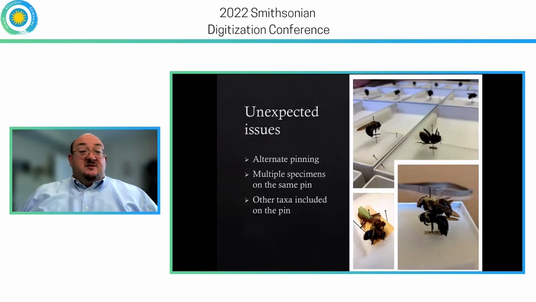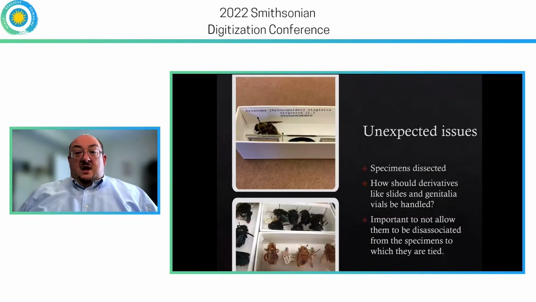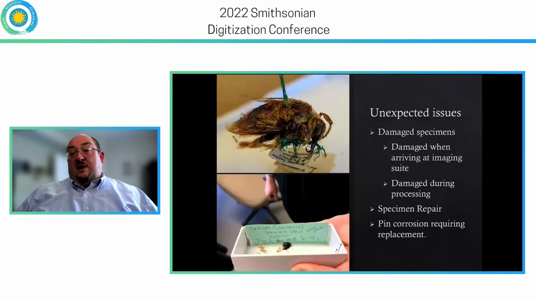Of course, digitizing entomological collections comes up with lots of unexpected issues. One of those is sometimes you have alternate pinning where someone pinned it upside down, or they pin multiple specimens on the same pin, or even in some cases, you have other taxa included on the pin that aren't part of the digitization project. Other things, sometimes specimens have been dissected. You have things like slides and genitalia vials that you also have to keep track of because they go with the specimen. It's important not to ever allow those to be disassociated from the specimens because you can never put them back with absolute certainty that you've got them paired correctly.